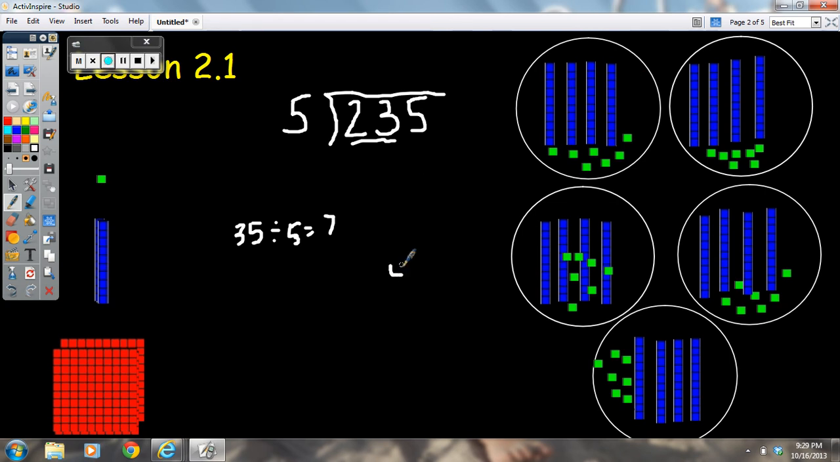That would give me a 4 in the tens place, and I have 7 ones in each group, which would give me a 7 in the ones place. Therefore, the answer to 235 divided by 5 would be 47. I have nothing remaining. That's how you would model a division problem using these base 10 blocks.